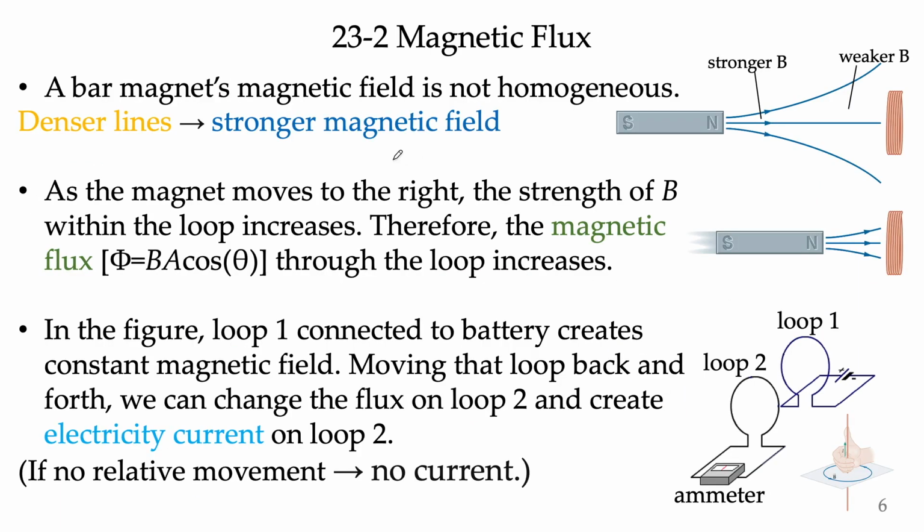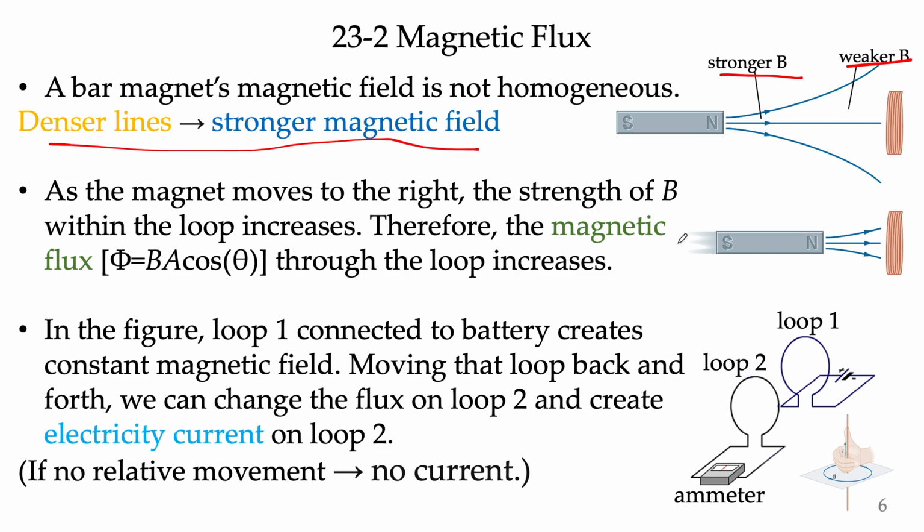Okay, let's continue with magnetic flux. A bar magnet's magnetic field is not homogeneous. If you have a bar magnet like this, the magnetic field lines come out like this. If you're close to the bar magnet, the magnetic field is stronger, and if you are away from the magnet, it is weaker. A stronger magnetic field is shown with denser field lines.